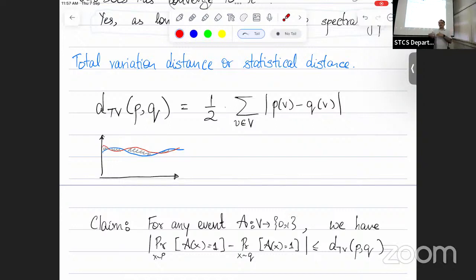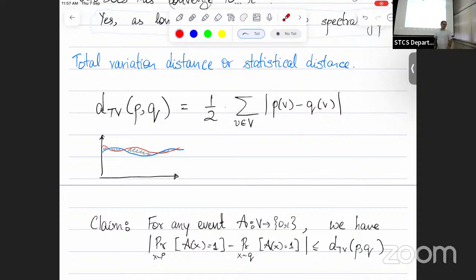But if you sample X according to Q, maybe the probability of the event being true is something. The worst gap you can create here is actually this total variation distance between P and Q. In fact, the event is just going to be on points where P is bigger than Q, the event is true. Otherwise, the event is false. Or some such thing.